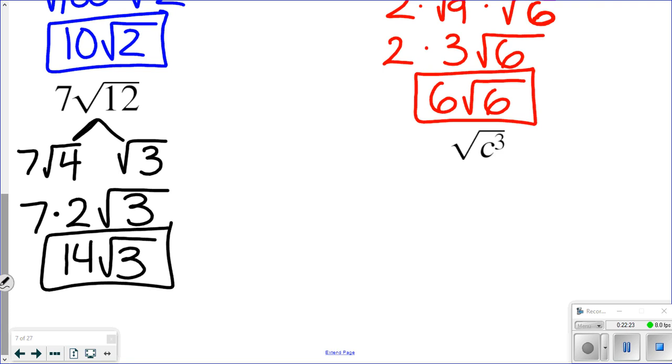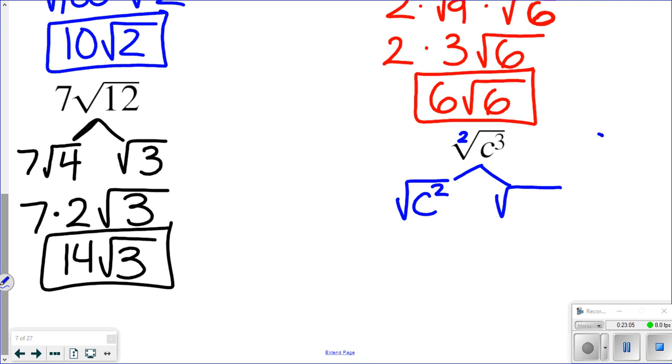The square root of c cubed. Okay, so what would be my nth root here? If it's not there, we assume it's a 2. Well, is 3 a multiple of 2? Is 2 a multiple of 3? No, it doesn't work that way. So let's think about breaking this apart with a perfect square. Above, we saw that x squared was a perfect square. So c squared is a perfect square.